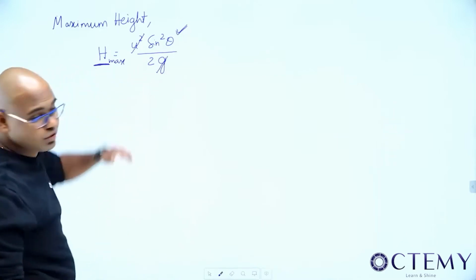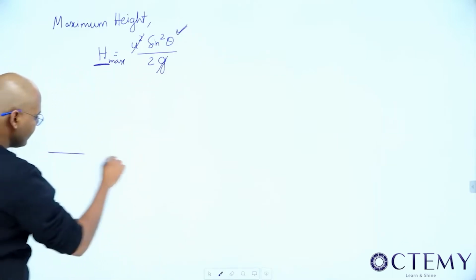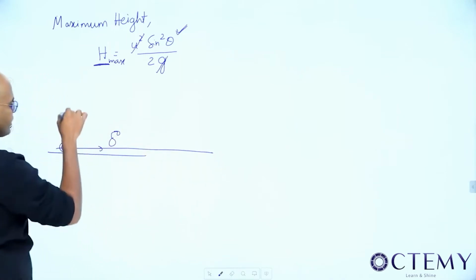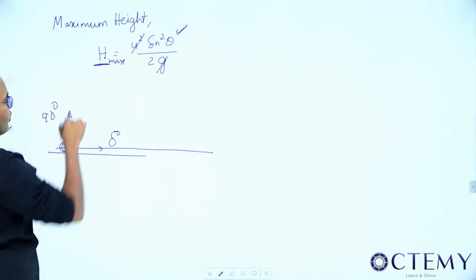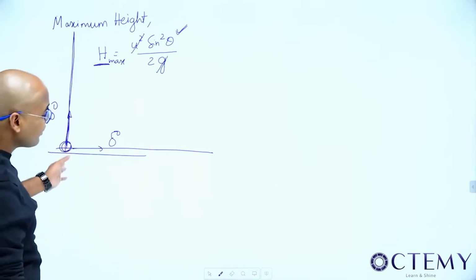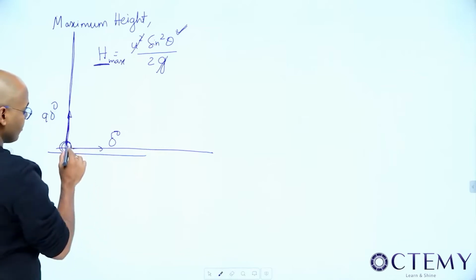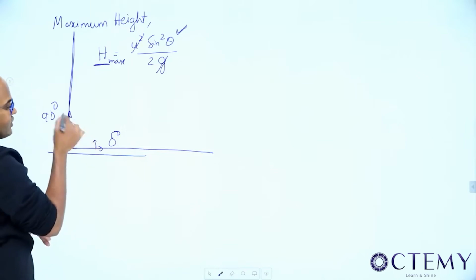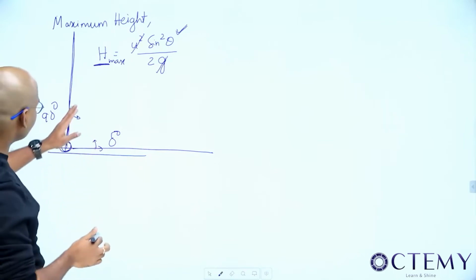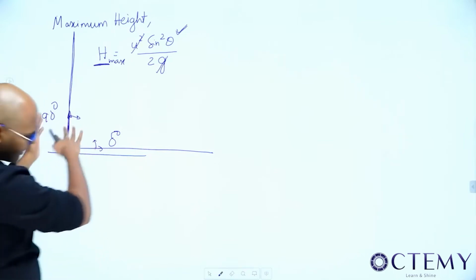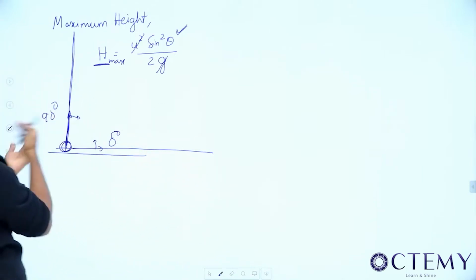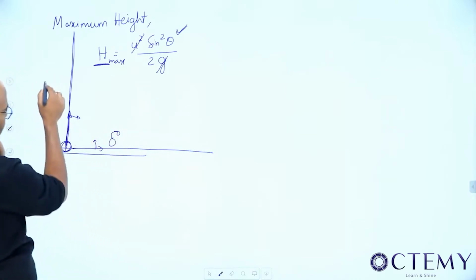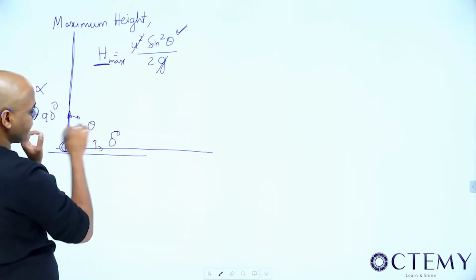Now, what is the range of theta? If I project the ball at an angle of 0 degrees, it will go in a straight line. If I project the ball at 90 degrees, it will go vertically up and come back. For projectile motion, the angle should be greater than 0 and less than 90. Can it be more than 90? Yes, but whatever is happening on this side will happen the same on that side, so I'm not worried about it. It is in the range of 0 to 90 degrees.